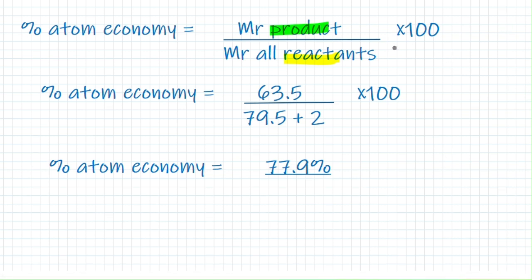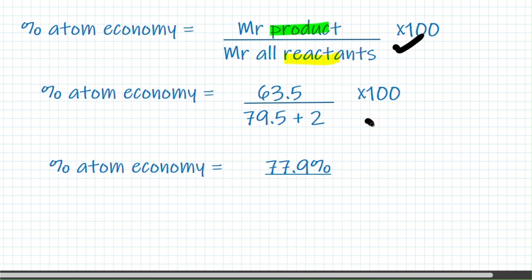So, in terms of marks, we get 1 mark for working out the MRs, we get 1 mark for an equation, 63.5, etc., and a final mark for our final answer.